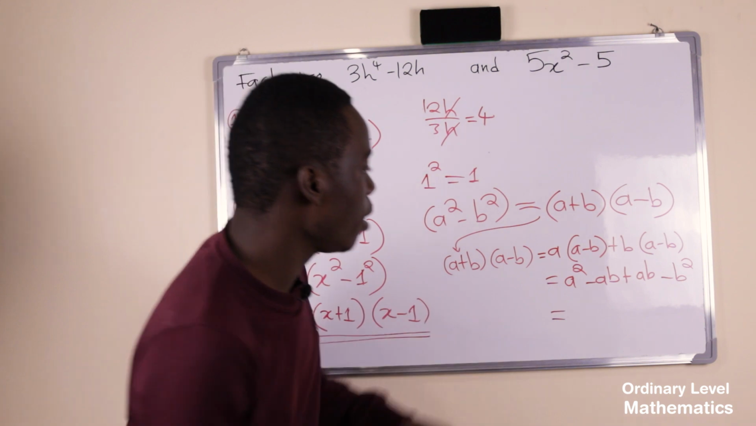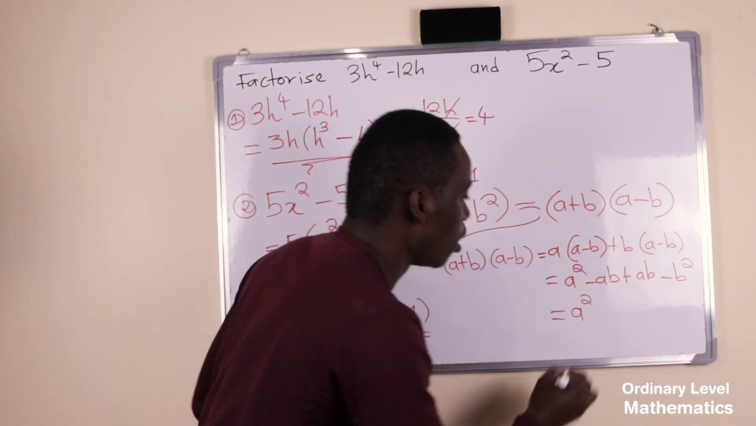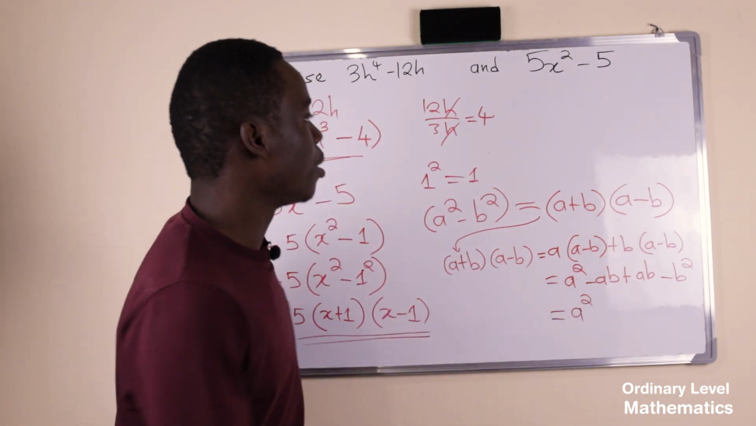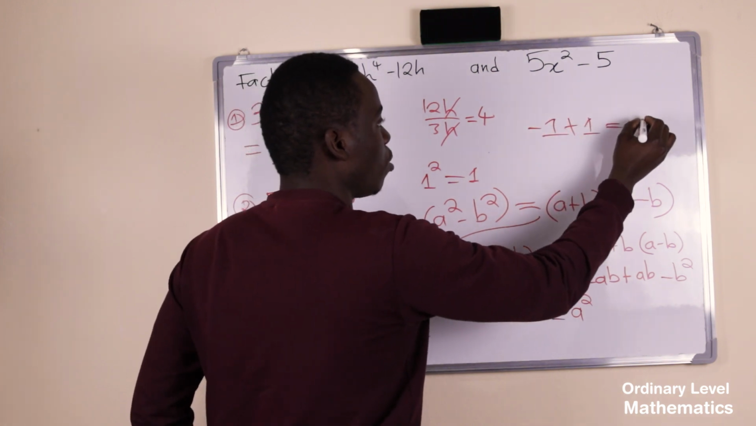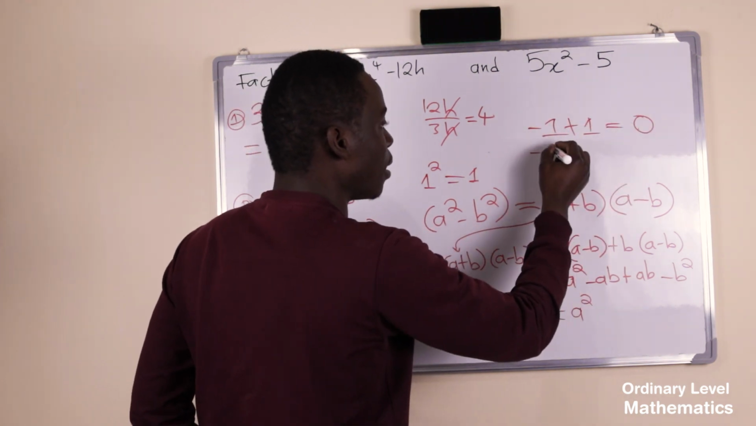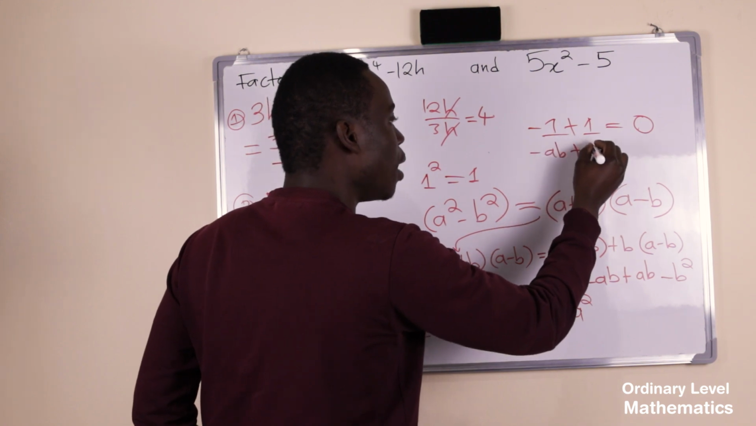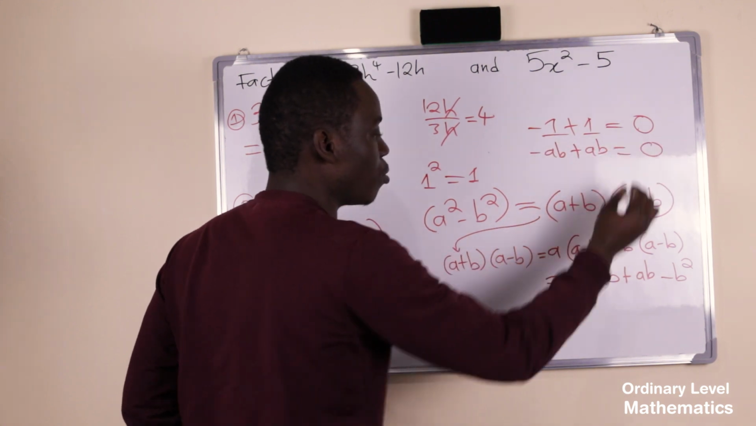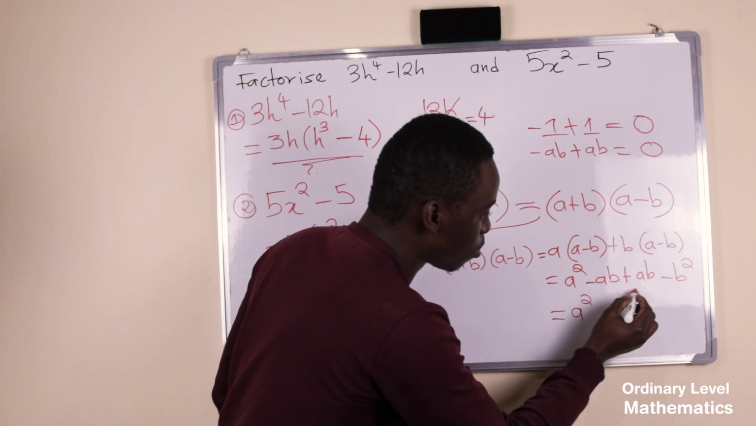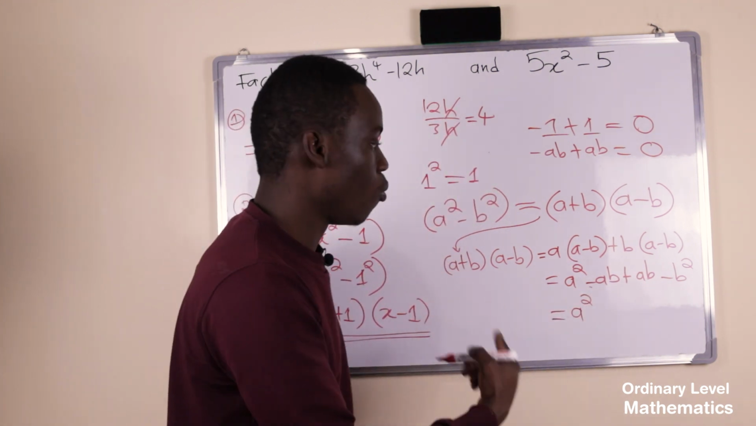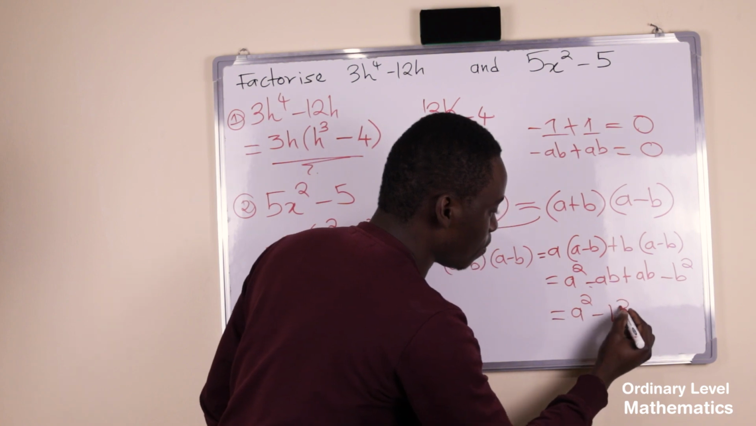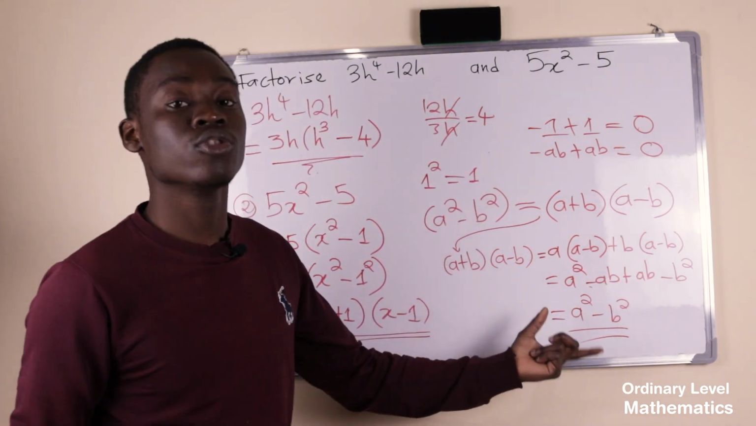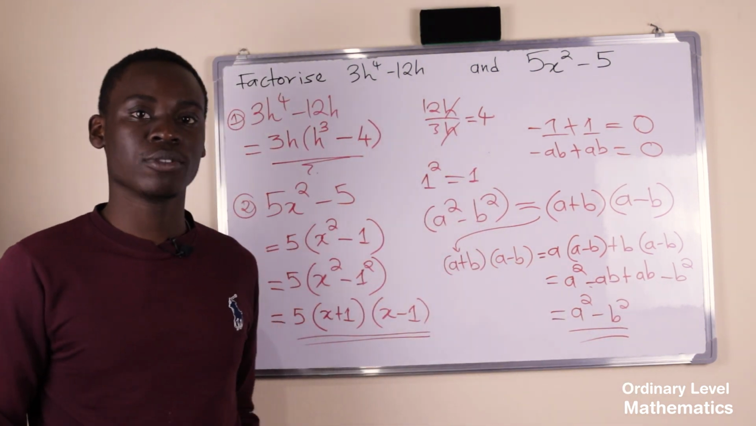Now a squared minus ab plus ab, so if you've got minus 1 plus 1, this is equal to 0, hence minus ab plus ab, because they are the same, this is equal to 0, hence this whole expression here is equal to 0. Won't write it, then we'll remain with minus b squared on the other side. And this is where the difference of two squares actually comes from.